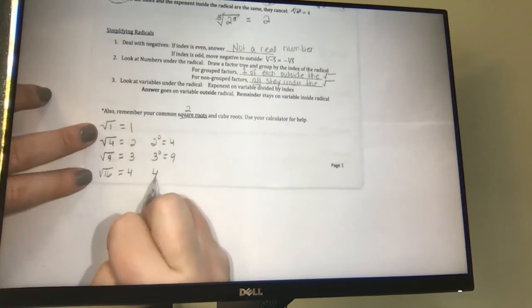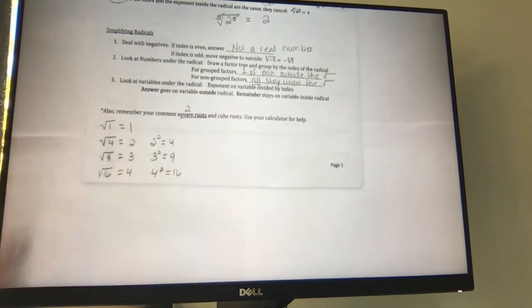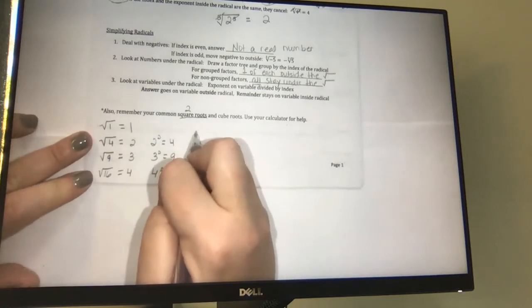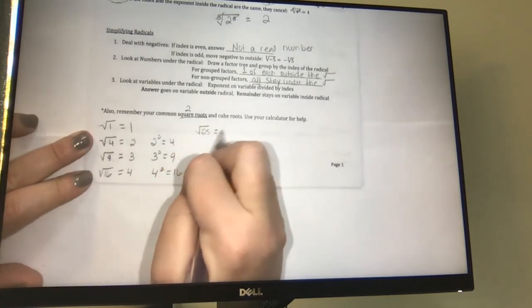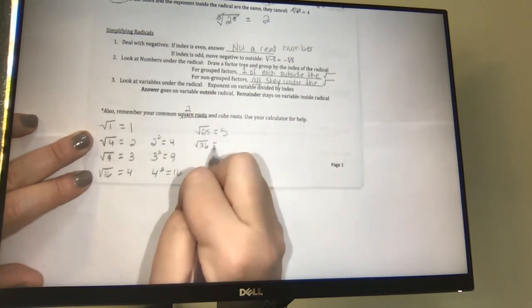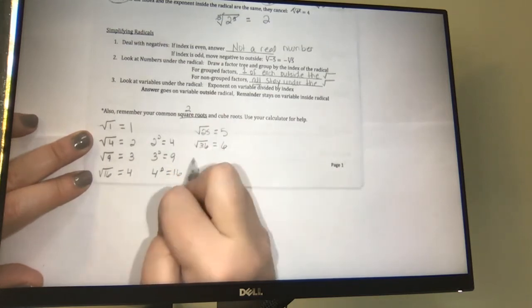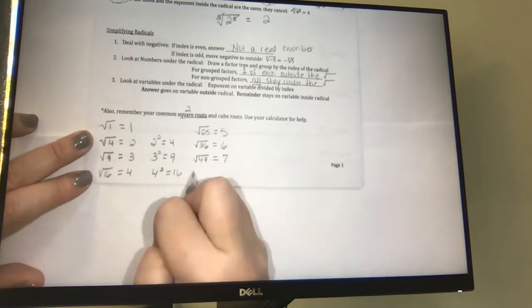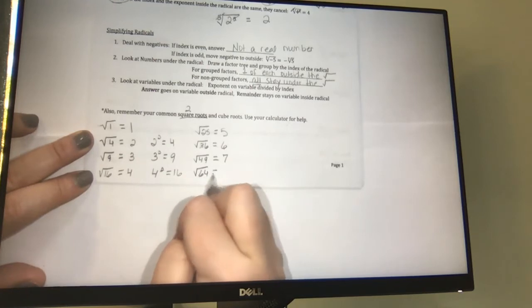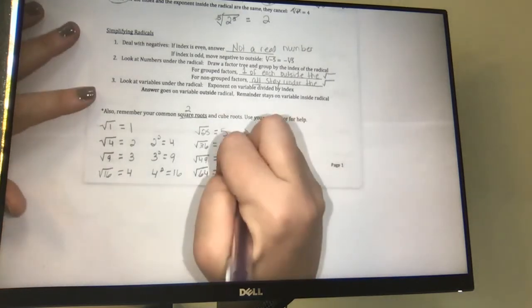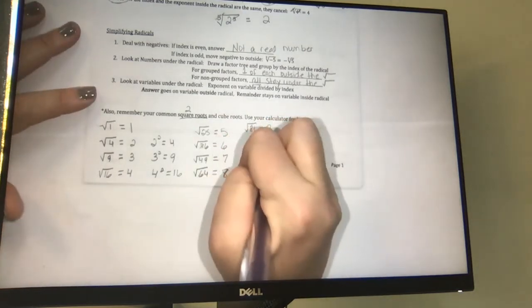Okay, what about 16? 4, good, because 4 squared is 16. Let's see, I'll stick it over here. Okay, we know the square root of 25 is 5, right? And we know 36 is 6. Good old 49 is 7. 64, we're gonna come back to him. 64 is super special. And we're gonna come back and talk about him in a minute, why he's so special. Okay, 81 would be 9.